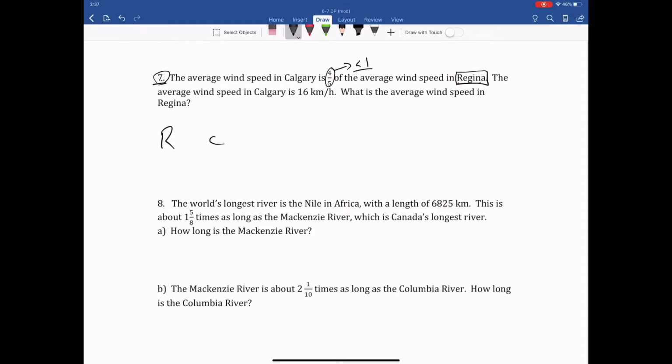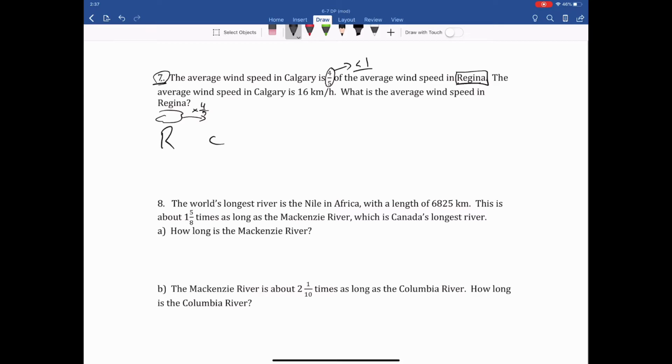So if I want to go from, say I know the wind speed in Regina, what I'm going to do is take it and multiply by 4/5 to get the Calgary wind speed. And this will give me a number that's smaller, because I'm multiplying by a fraction, I'm making it smaller.